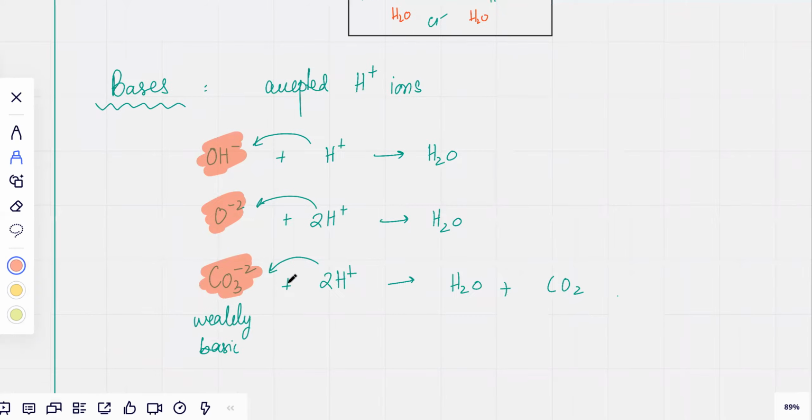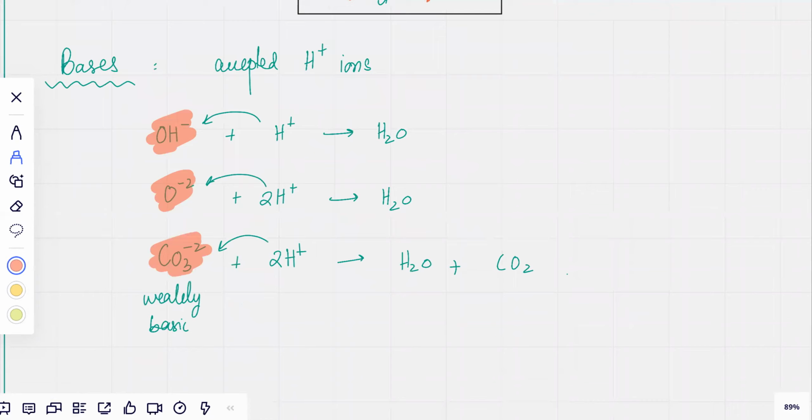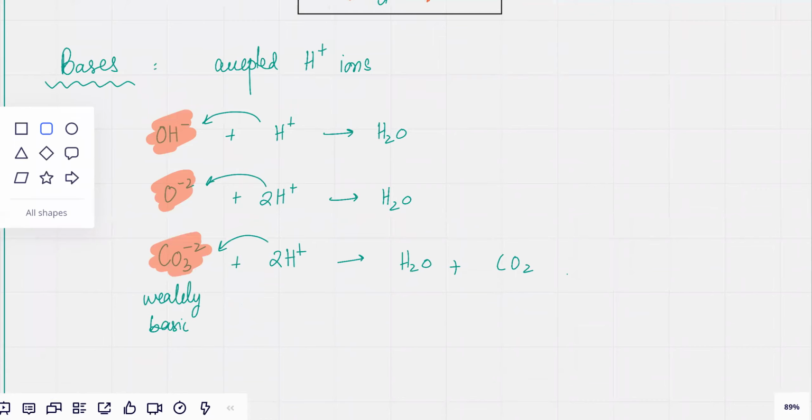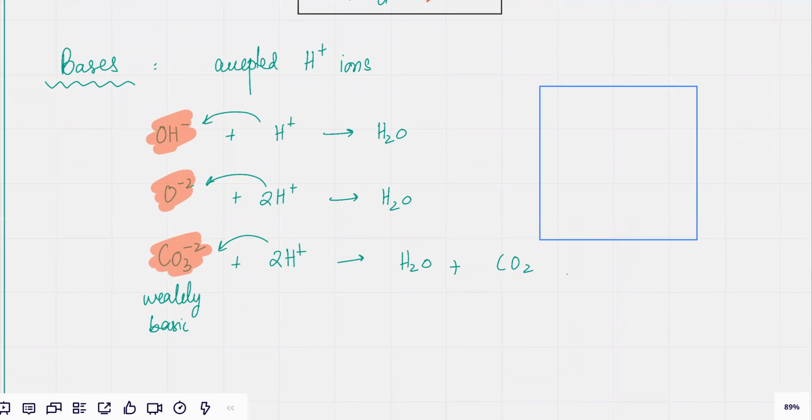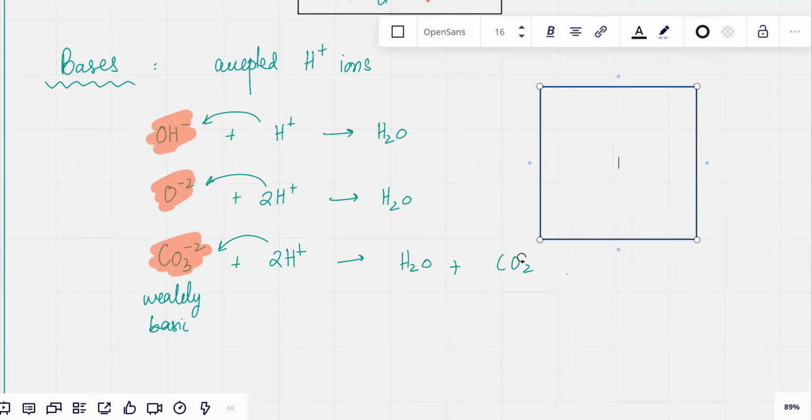Is this point clear? Sir, this is weakly basic, sorry. Yes, sir. Okay. Is this clear? Hamza, is this clear? Saneem, is this clear? Yes, sir.